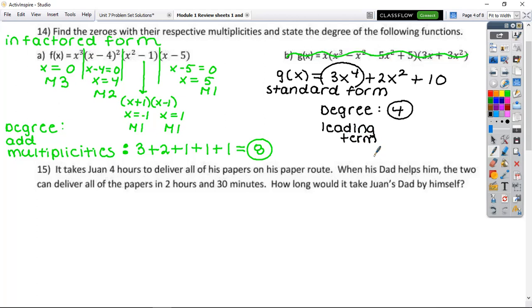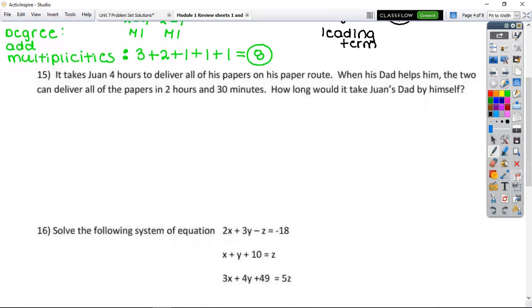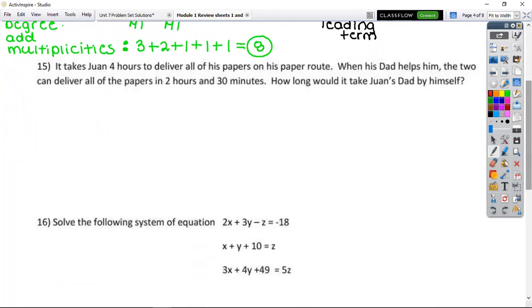All right, 2 more. 15 I want to do. This was not a concept that you had any difficulty with, but just to review it. So this is one of those word problems in which people are working together. So you're going to express these as rates and find common denominators. So it says it takes Juan 4 hours to deliver all the papers on his paper route. So he has the 1 paper route, and he is going to accomplish his route in 4 hours.